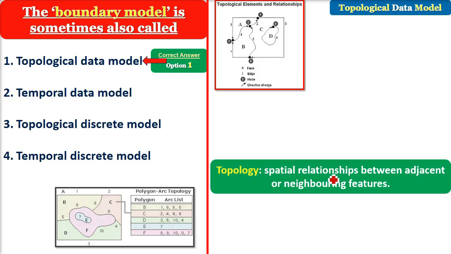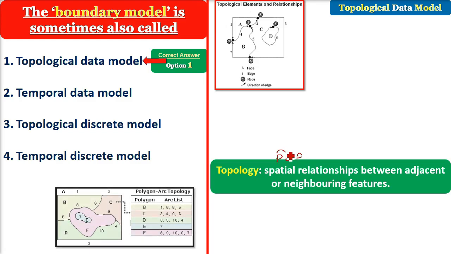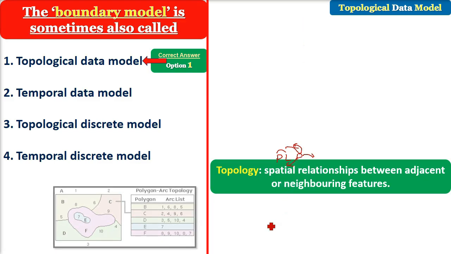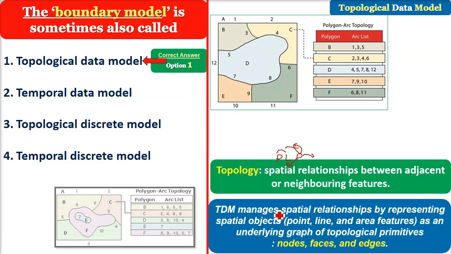So topology is all about spatial relationship between adjacent or neighboring features. These features are vector features. We are talking about the point, line, polygon and how they are related when they are going to be shown on the map. Now from this picture I will show you how the topological data model actually works.